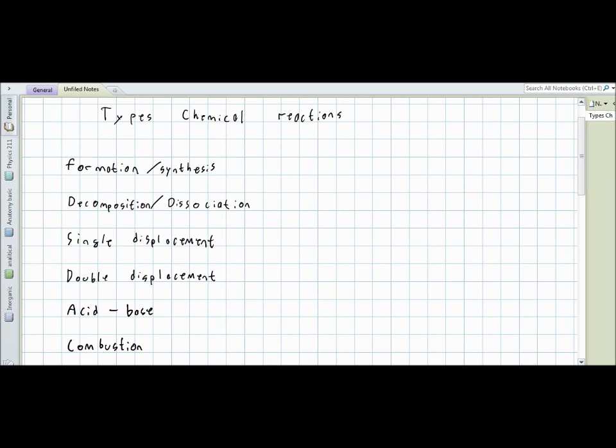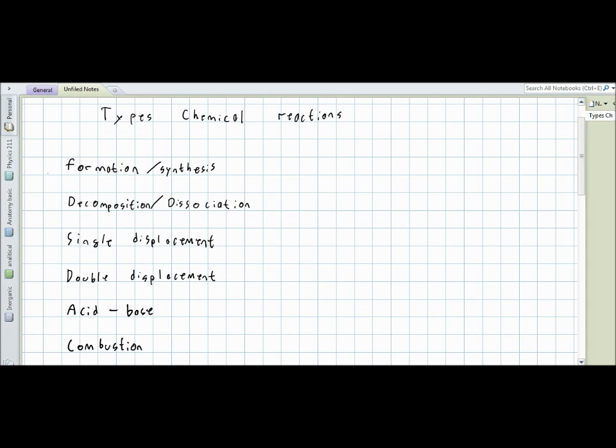So I took the liberty to write them out ahead of time, since I've tried this video with writing them in the video and I always ran out of time. So what we have is 6 types of chemical reactions. Now there are more types of chemical reactions and special types of chemical reactions, but for this level of chemistry, we're just going to keep it at 6.